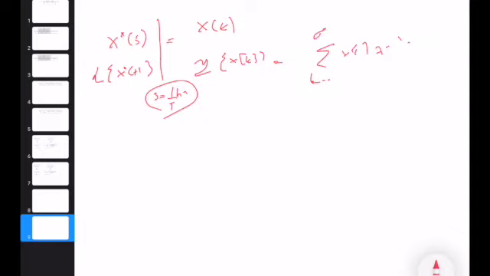Okay, that's all I want to talk about today. In the next lecture, I will go back to our knowledge of the z transform. I will cover the basic z transform properties and the z transform of the basic functions.